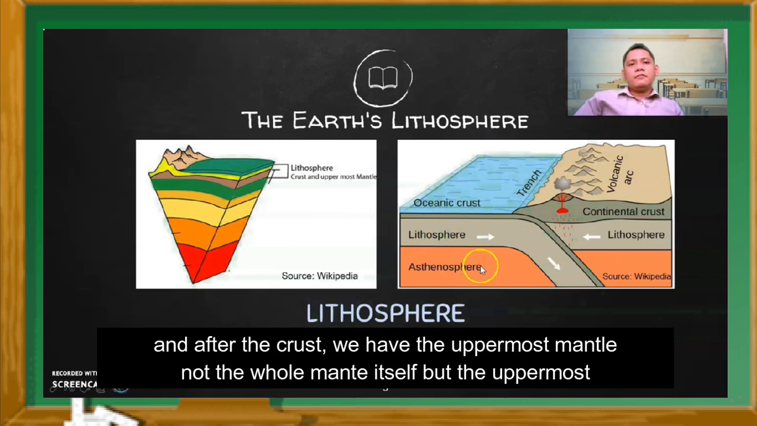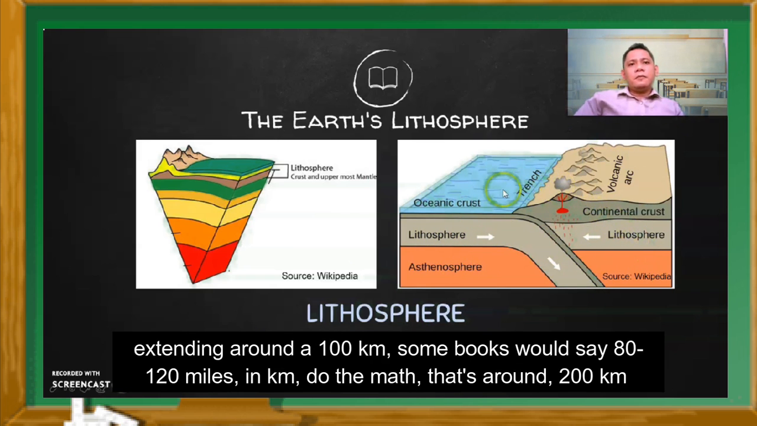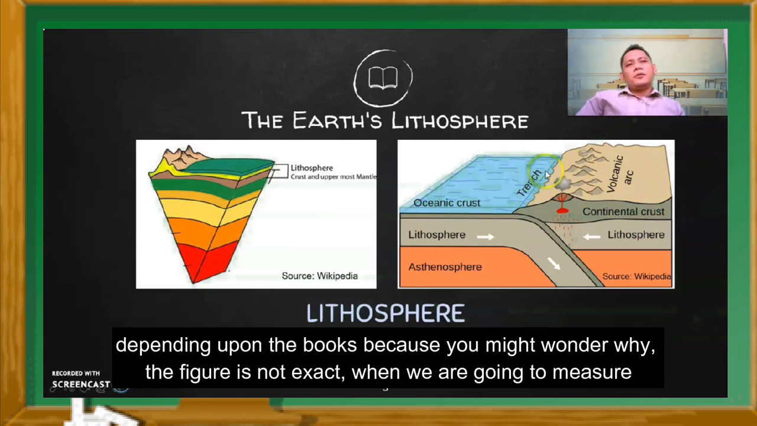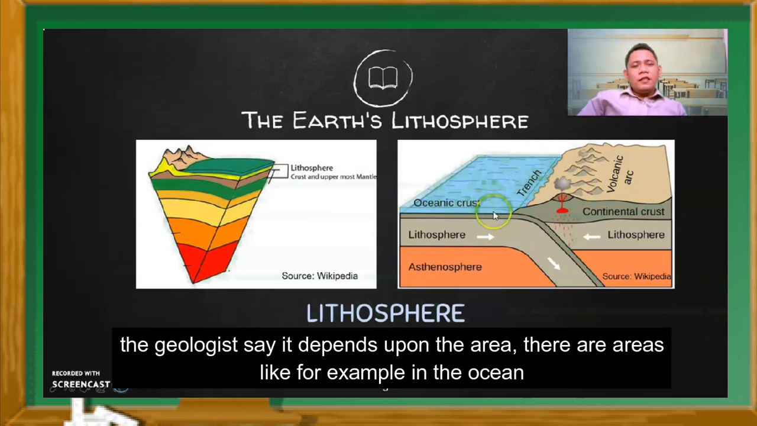Not the whole mantle itself, but only the uppermost, extending around 100 kilometers from here up to here. Some books would say 80 to 120 miles in kilometer. How much is that? Do the math. That's around 200 kilometers. Depending upon the books, you might wonder why the figure is not exact, because when geologists try to measure, it depends upon the area.